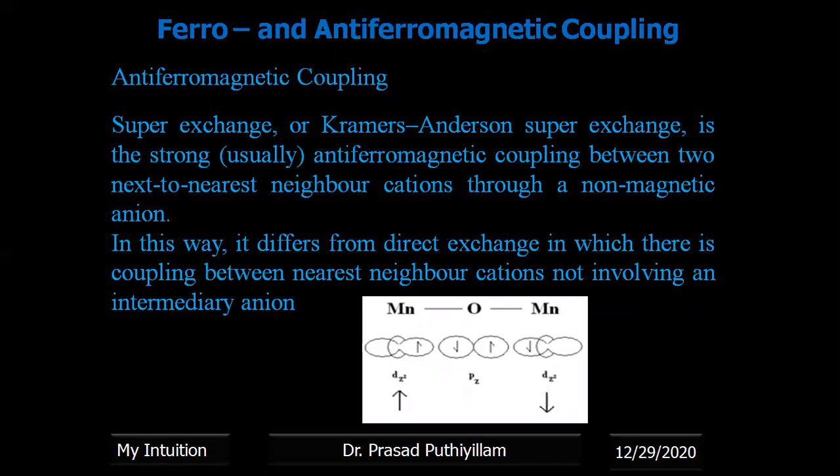This super exchange is also known as Kramers-Anderson super exchange. It is usually a strong antiferromagnetic coupling between two next to nearest neighbor cations through a non-magnetic anion. Here the example is given with manganese. Mn2+ ions, the metal atoms, are present near to each other, and in between, oxygen is also present. In this way it differs from the direct exchange, in which there is a coupling between nearest neighbor cations without an intermediate anion.